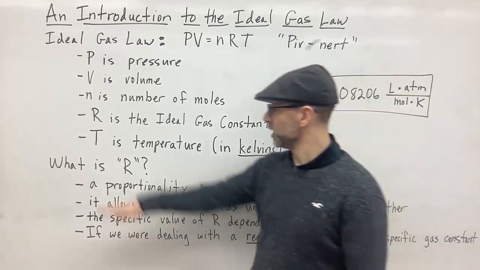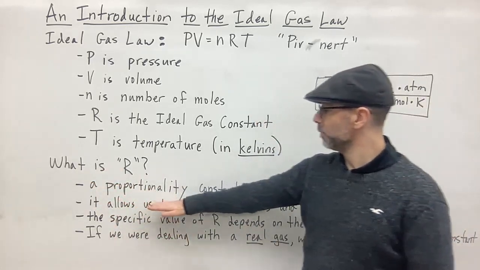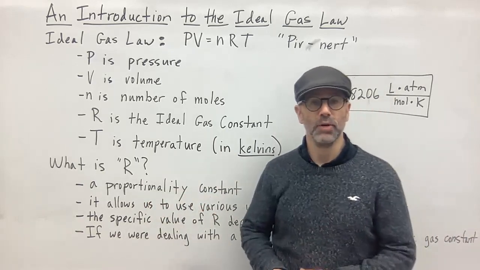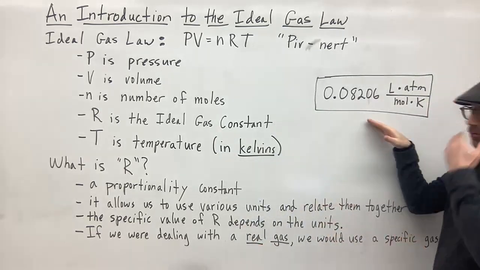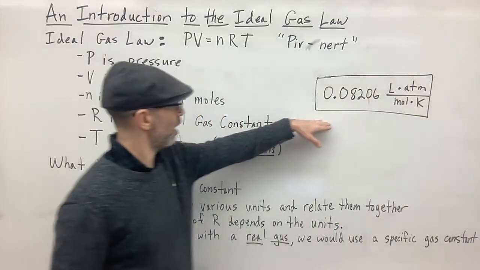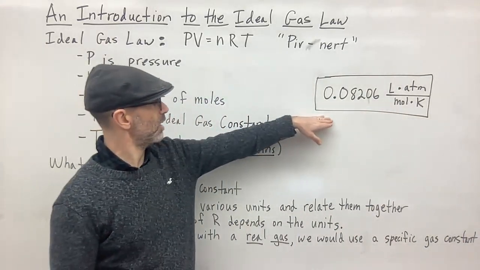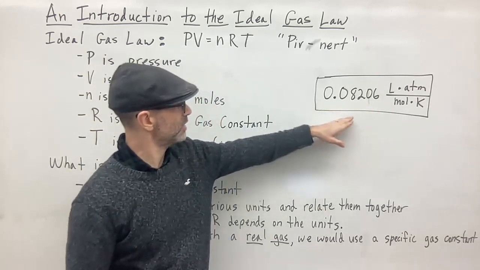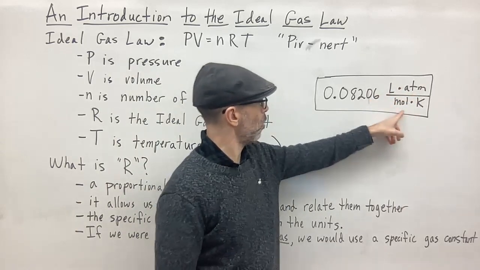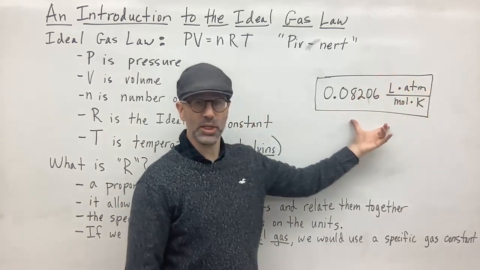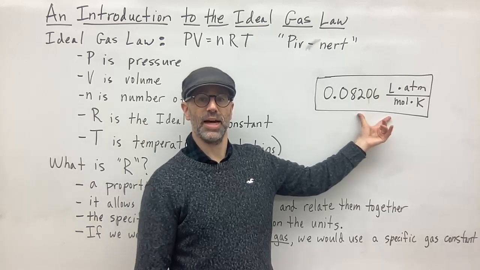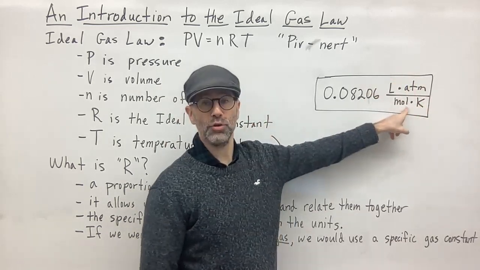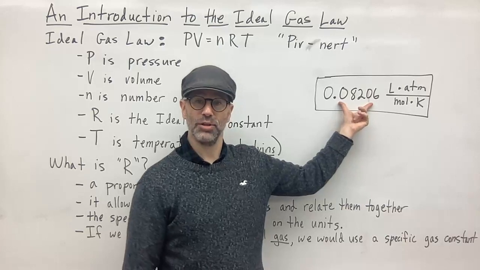But what exactly is R? Well, R is what is known as a proportionality constant. It's a proportion between different units, right? So right here, I have an example of the value of the ideal gas constant. R is equal to 0.08206 liter atmospheres per mole Kelvin. So this particular iteration of the ideal gas law constant uses these units here, and because it has those units, this value is the value that's used.